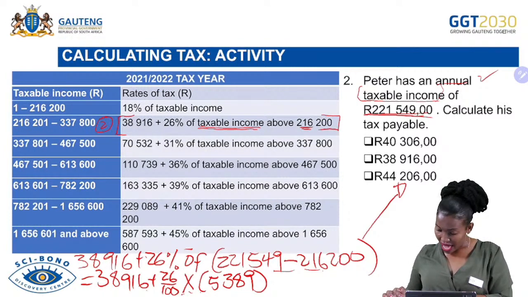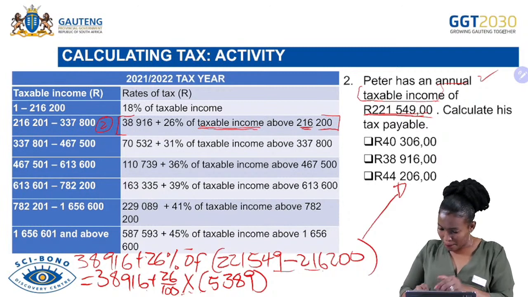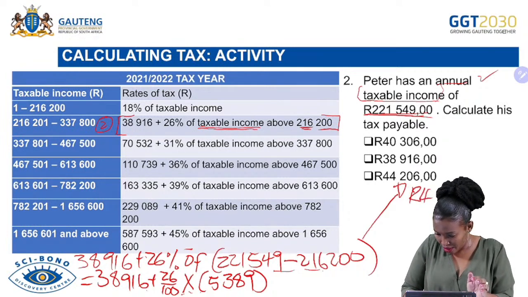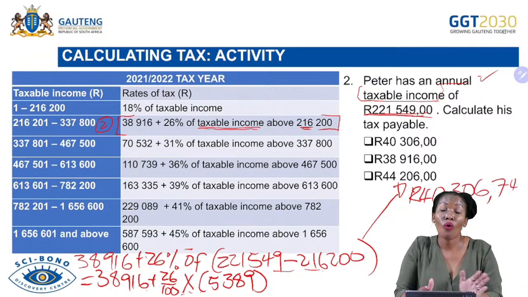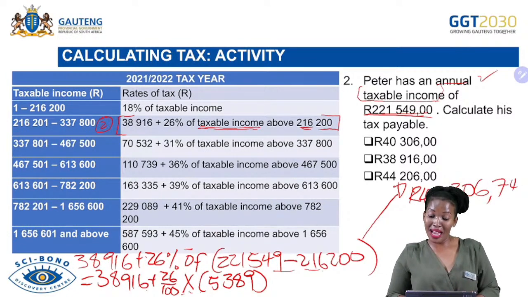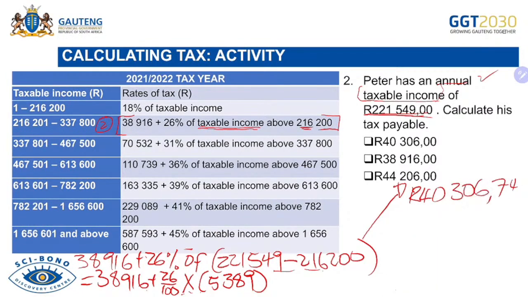Let's continue. I'm going to go to the answer. 38,916 plus the product. I'm getting 40,306.74. What are you guys getting? I hope you are getting the same answer. So they gave us 3 options there. You know that feeling when you're in the exam, you are given the 3 options and then your answer is one of the options and you're like, yes, a win. It means I'm correct because now, okay, we just have an issue of rounding off, guys, but our answer is correct. It's actually option number 1.